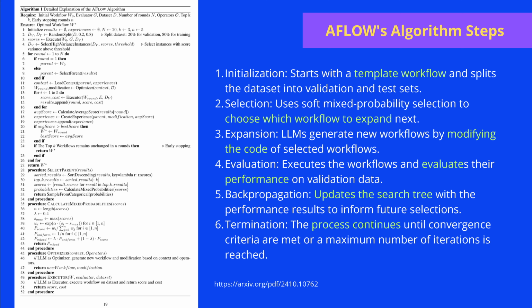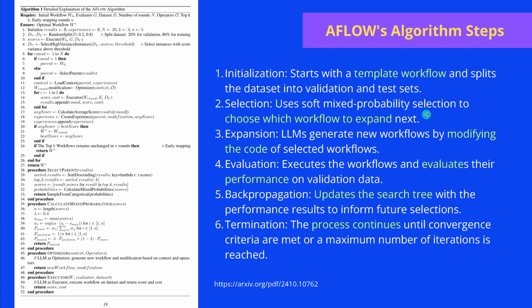And therefore now, if I look at this beautiful, I think it was the very first information I gave you in this video, now you understand what's happening here on the left side. Because now you understand that the AFLOW algorithm simply has 6 steps. We start with an initialization of the system. So we have a template workflow and we split the dataset into a validation dataset and a test dataset, as always. Then we have the selection phase.